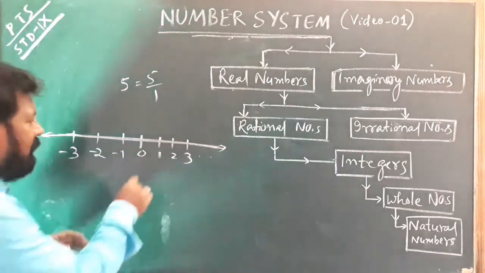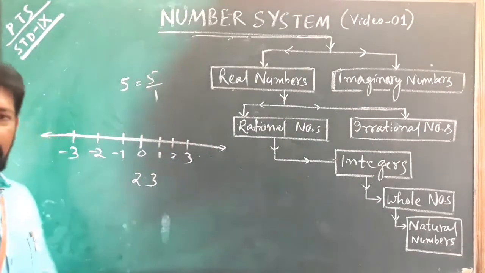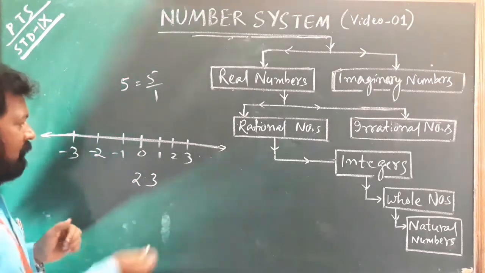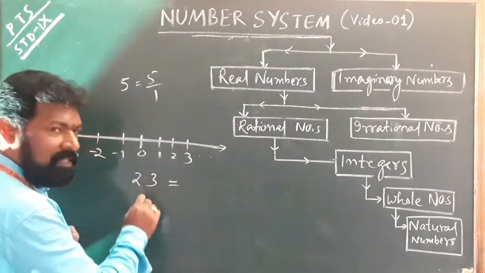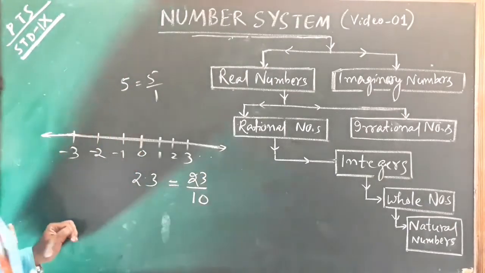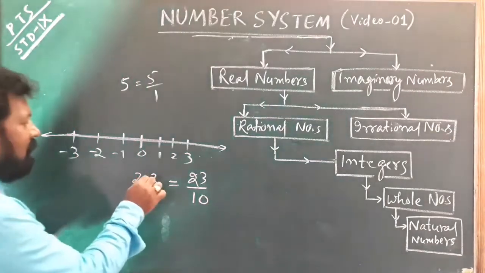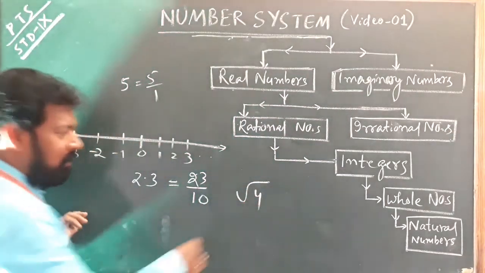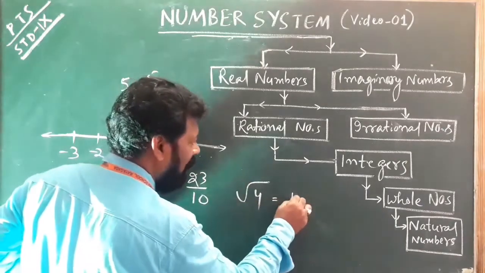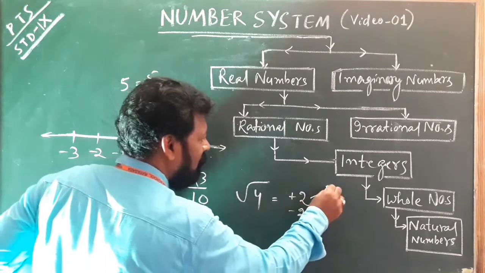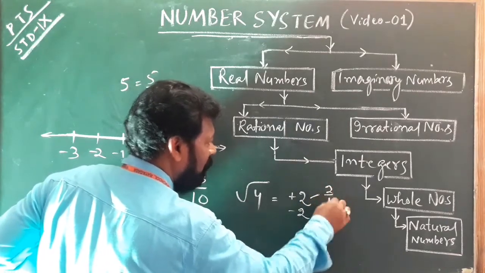And some other number, say 2.3. This is also a rational number. Why? Because 2.3, 2 decimal 3, can be represented in the form of 23 by 10. And we can even take the square root of 4. The value of the square root of 4 is either plus 2 or minus 2. And plus 2 can be written in the form of 2 by 1.